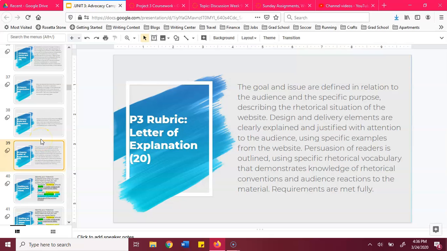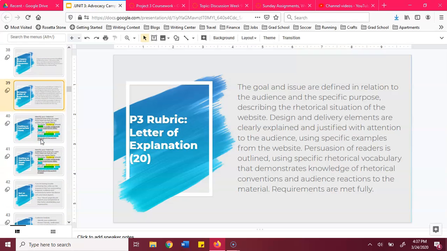The last piece is your letter of explanation, worth 20 points, or 1/5 of the grade. This is your chance to show how and why you achieve your purpose so successfully with your audience. Almost similar to the commentary that you did on P1 in the margins, this is going to show me that you understand how and why you made each rhetorical choice.